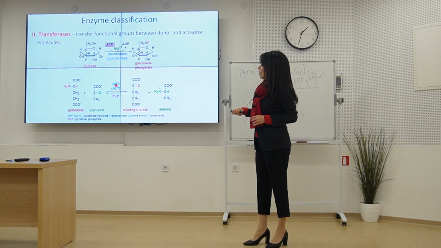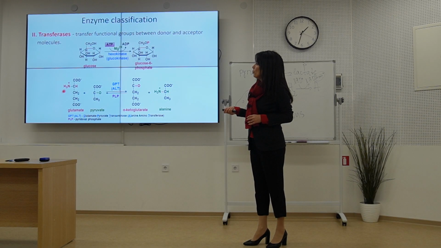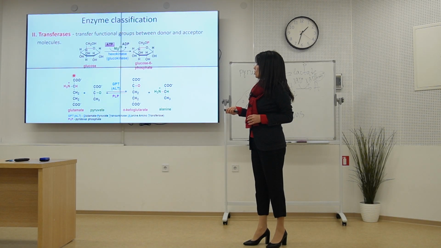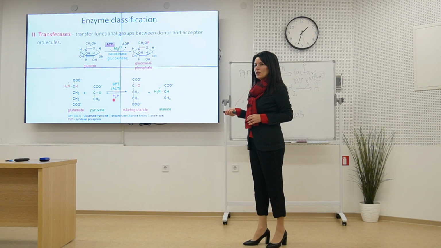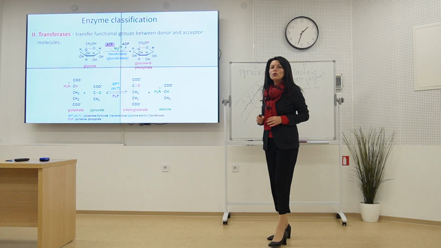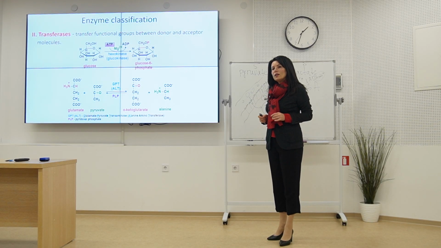Another example of a transferase reaction is the transfer of an amino group. The enzymes are called transaminases. And what is the cofactor? What is this PLP? It is pyridoxal phosphate, which is a derivative of which vitamin? B6. B6.